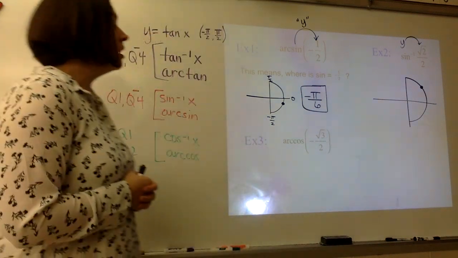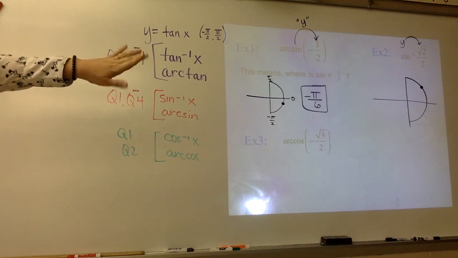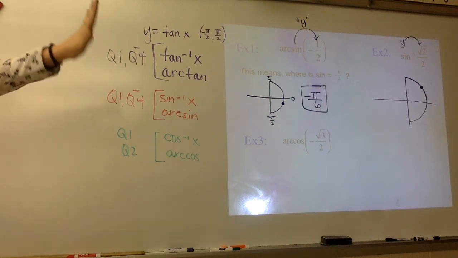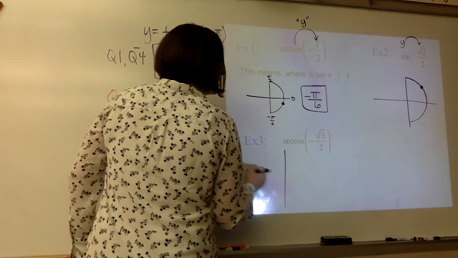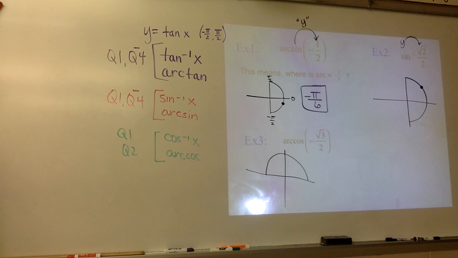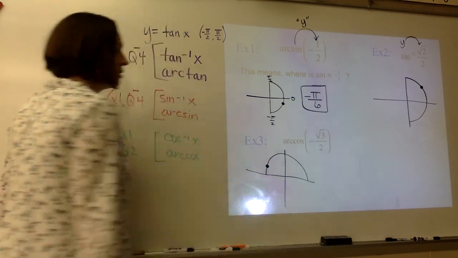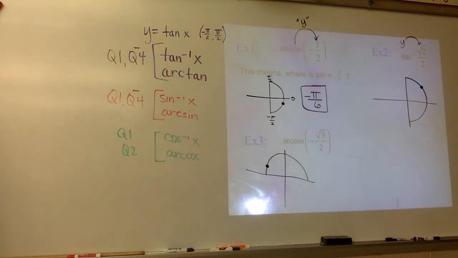Example 3, now we talk about arc cosine. In your brain, arc cosine is only defined, notice over there on the right, in the green section, which runs in quadrant 1 and quadrant 2. It's a restricted area. Arc cosine is negative root 3 over 2, which is somewhere over here on my unit circle. What is that value in radians? 5 pi over 6 is the answer. Yes or no?